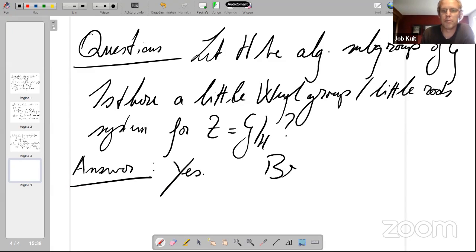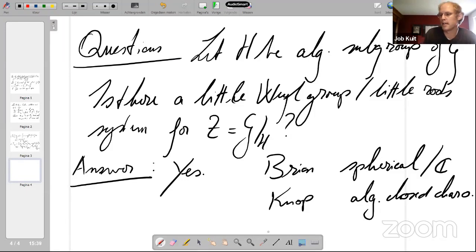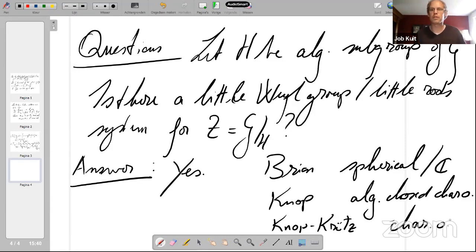This was first done by Brion for spherical spaces over C. And then there was a vast generalization by Friedrich Knop. Again, over algebraically closed fields, but the assumption of spherical is being dropped, and there are several constructions. Algebraically closed, characteristic zero. And the algebraically closed assumption was recently also dropped by Knop and Krötz. So the assumption here is characteristic zero. So in this generality, you can actually attach a Weyl group and a root system to a homogeneous space like this.